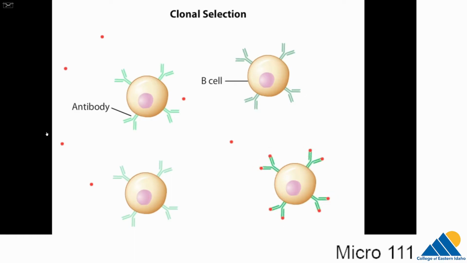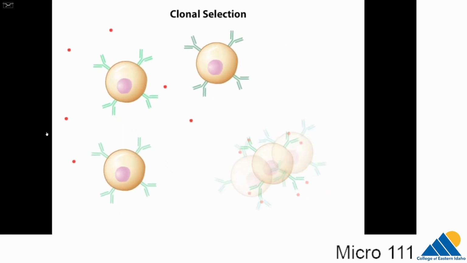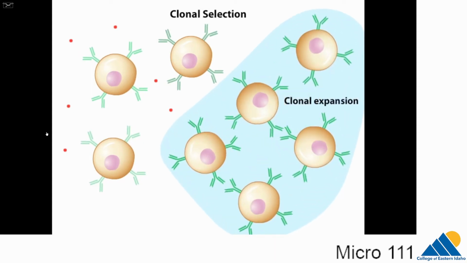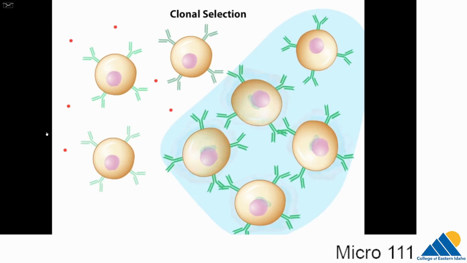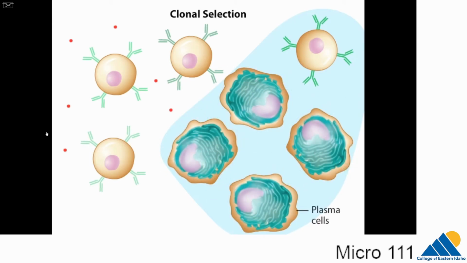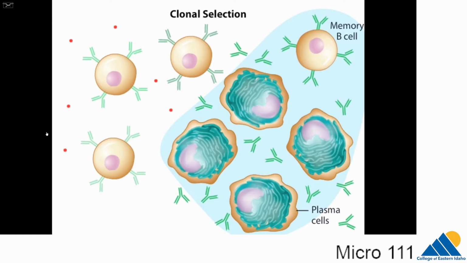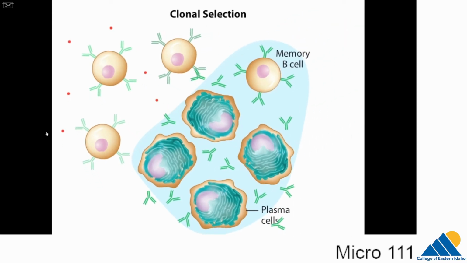Antigen binding activates a naive B cell, a B cell that has not previously encountered antigen, leading to its proliferation, or clonal expansion. A single B cell can proliferate into many offspring. Some of these offspring differentiate into plasma cells. Plasma cells produce and secrete large amounts of antibodies specific to the original activating antigen. Others differentiate into memory B cells. Memory B cells do not secrete antibodies themselves, but are primed to quickly become antibody-secreting plasma cells if the host is reinfected with the same pathogen in the future.